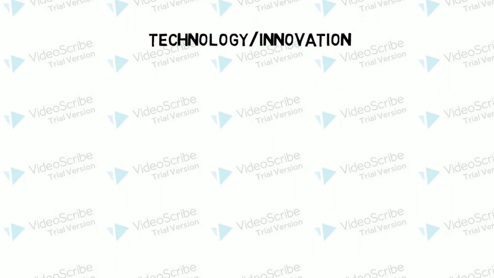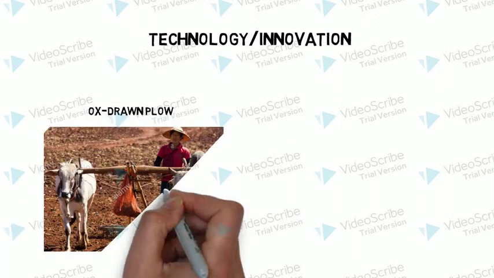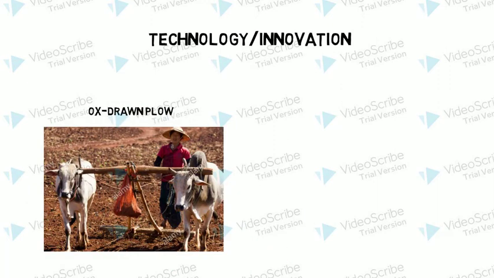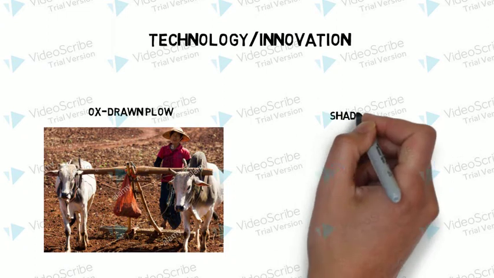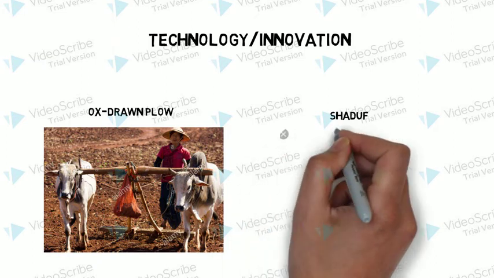And next, technology and innovation. Ancient Egyptians invented many things. They did many things for farming as well. For example, they invented the ox-drawn plow, which was a plow drawn by an ox. Can you imagine? A plow drawn by an ox. It plowed the fields so effectively, and it was much quicker.